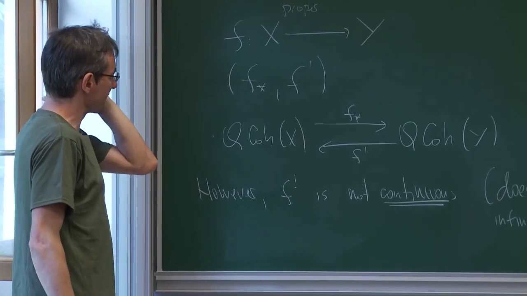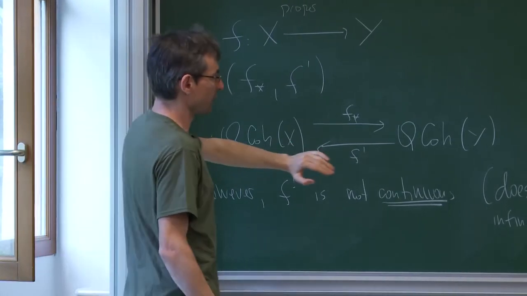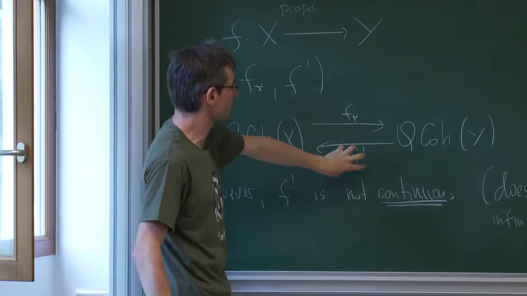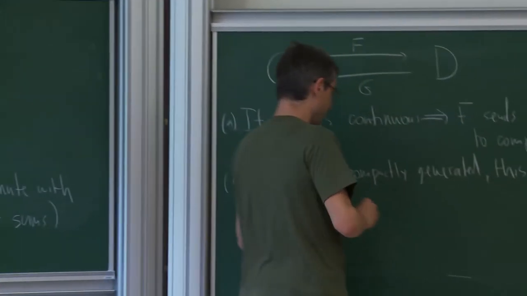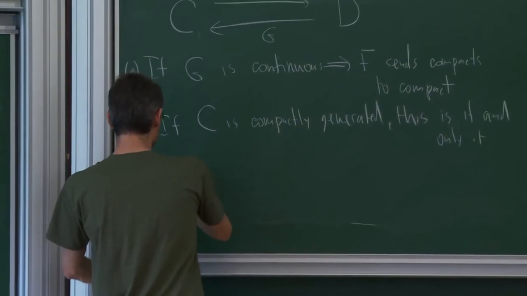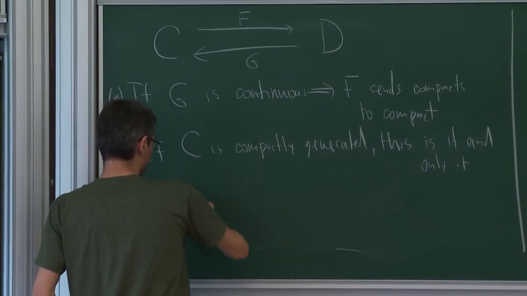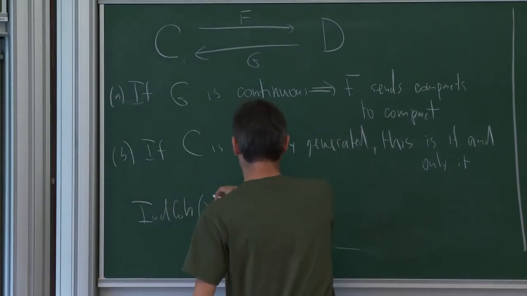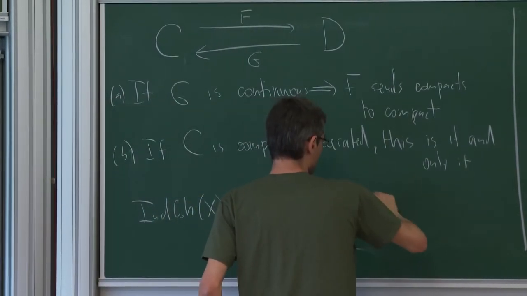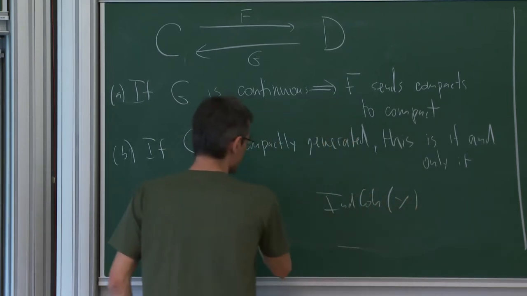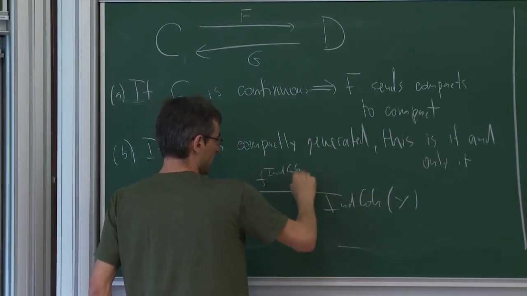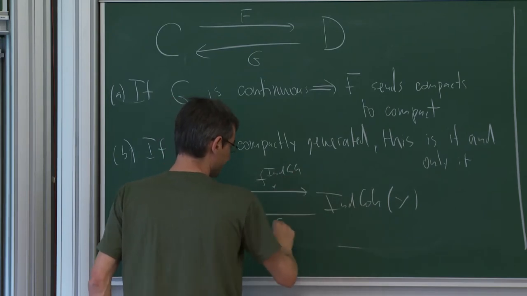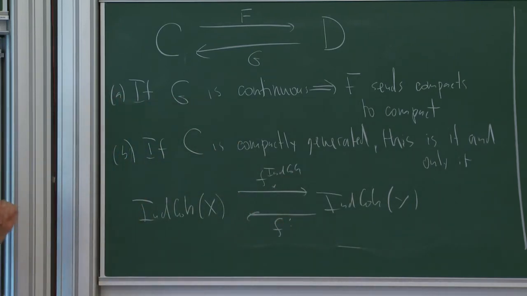Okay, so therefore, this will not be continuous, but in the analogous situation here, again, the right adjoint will exist for tautological reasons, and it will be continuous because of point B of the lemma.